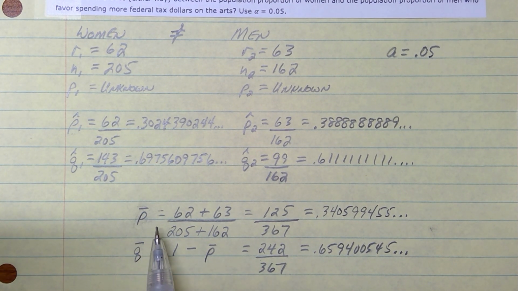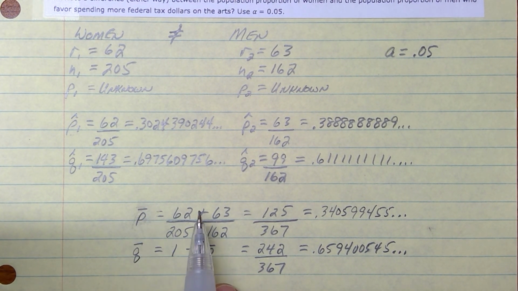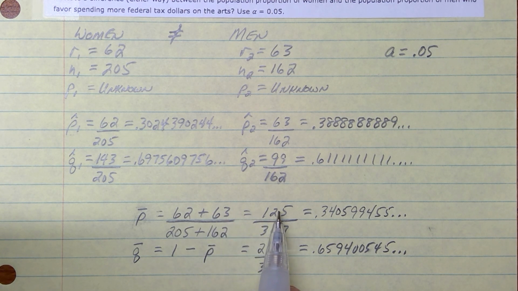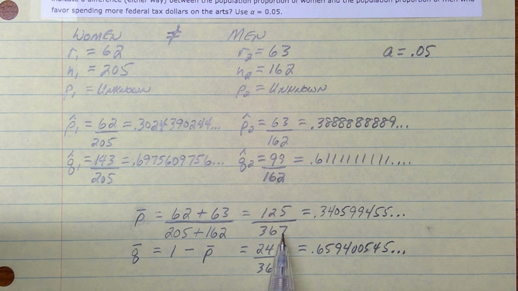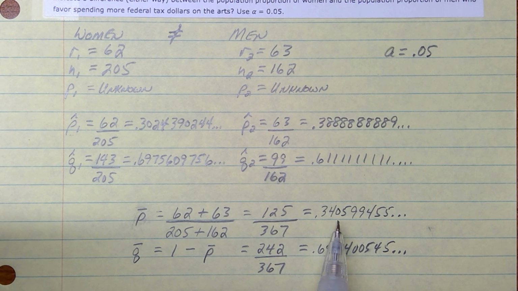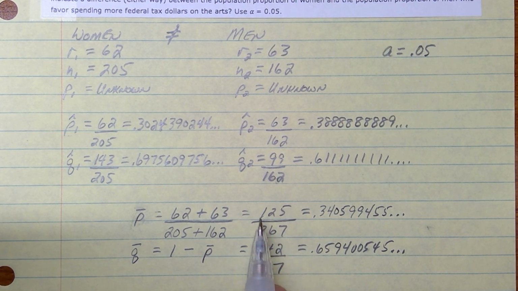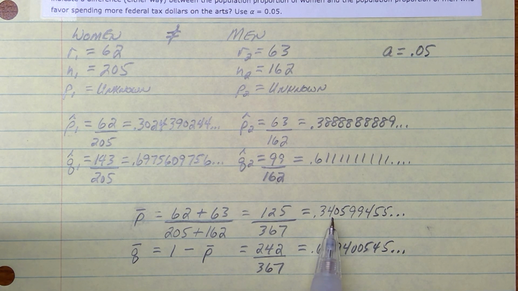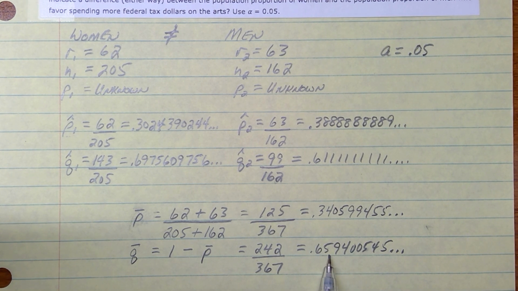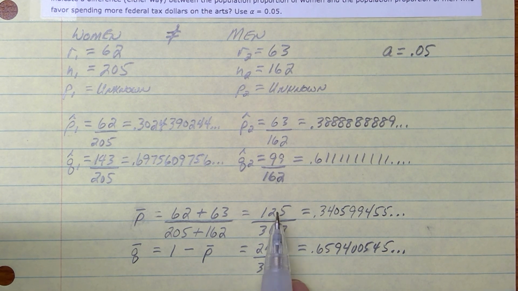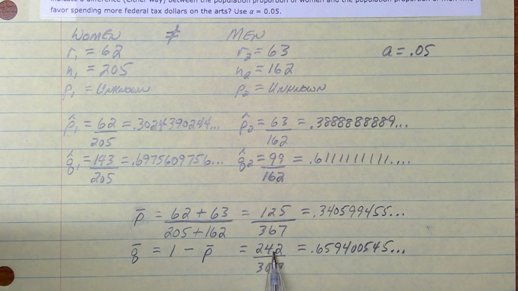All right, our pooled estimates. P bar is the number of successes pooled together. 125 said yes, out of the total number of people, 367. So we pooled everything together and we got this new proportion, 34%. So in our pooled proportion, 34% said yes, which means 66% said no. You just subtract it from 1. So if 125 said yes, that means 242 said no. 367 minus 125 gives you 242. So it's this fraction if you want to use the fraction, and it's this decimal if you want to use the decimal.